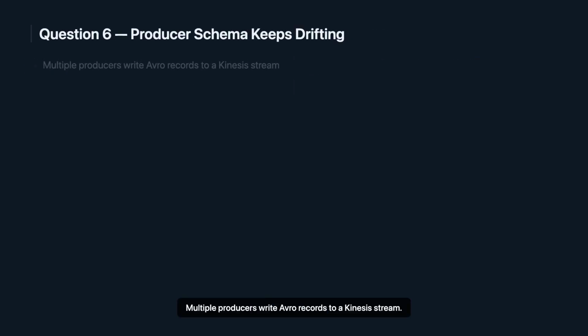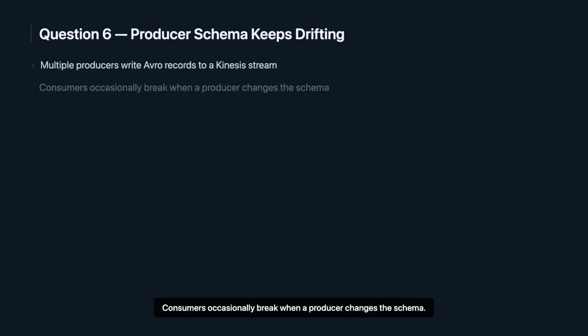Question 6. Multiple producers write Avro records to a Kinesis stream. Consumers occasionally break when a producer changes the schema.